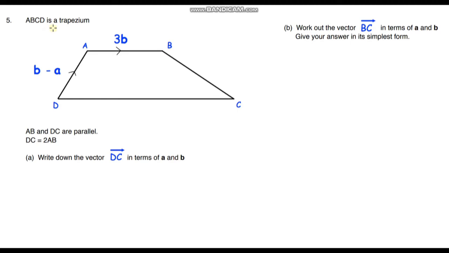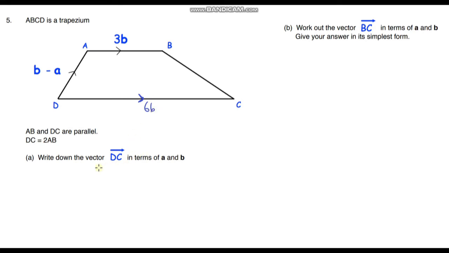Question 5, ABCD is a trapezium, and AB and DC are parallel. So these two lines up here are parallel. Well, they have to be parallel because it's a trapezium. And we're also told that DC, so this length here, is 2 times AB. So it's 2 times this. Well, we can already work out what the vector DC is because we know it's 2 times this. So this vector here is going to be 2 lots of 3b, so that is 6b.